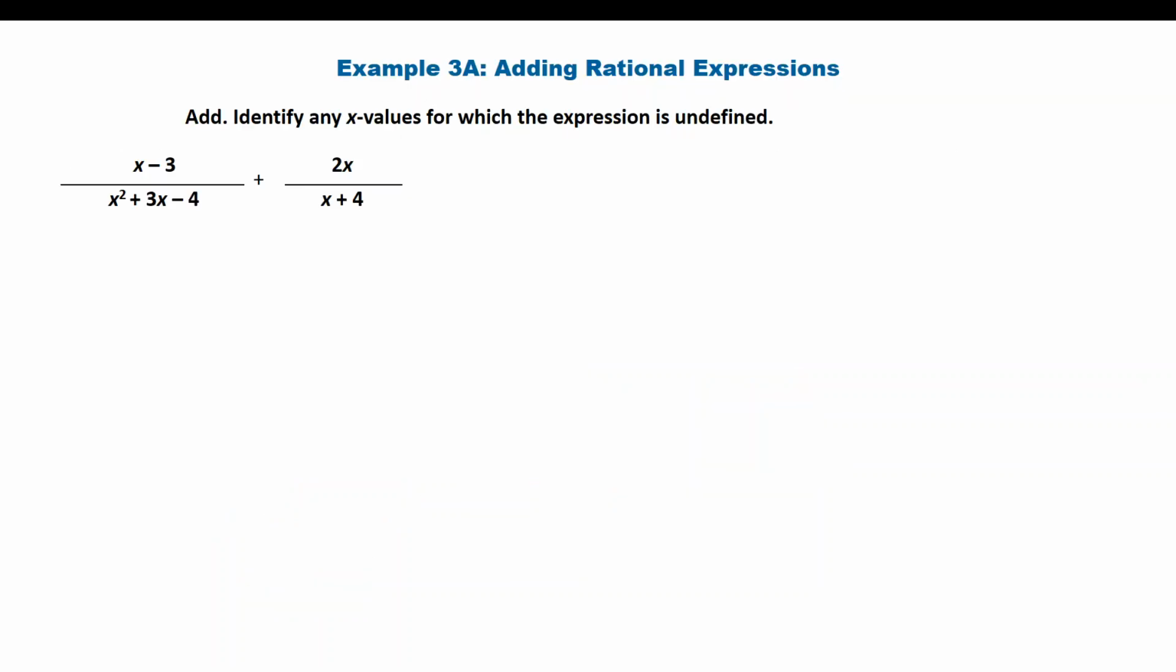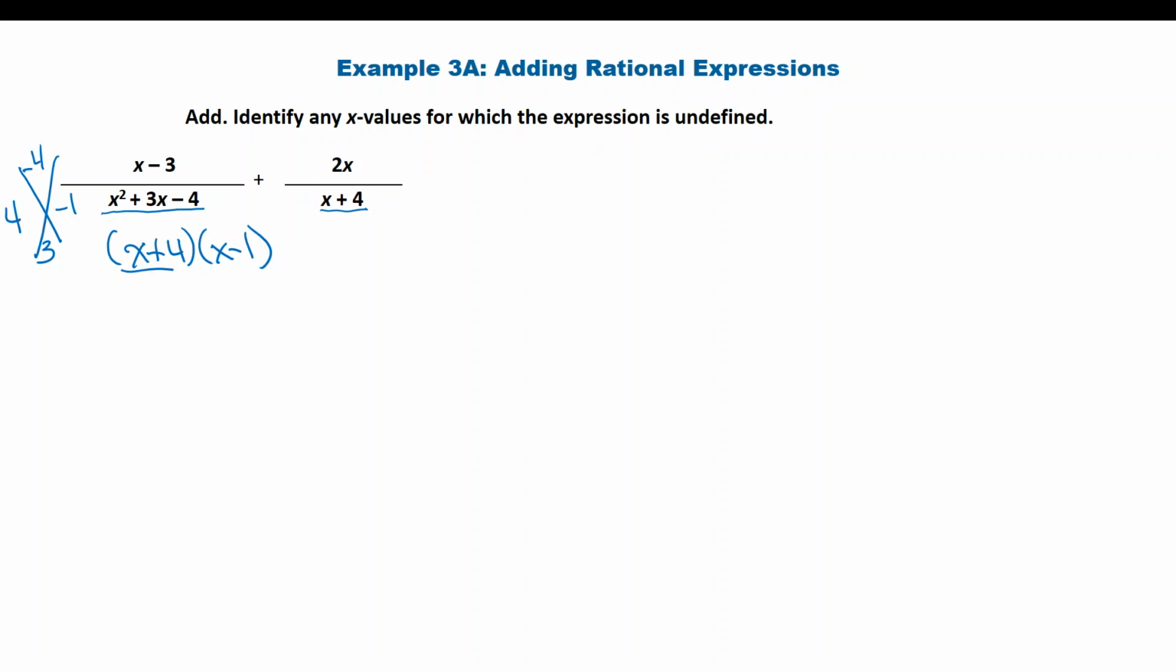All right, in this problem, we're asked to add, so the first thing we want to do is take a look at our denominators. Are they common? No, they're not. So I need to go ahead and factor out this one over here. Say what two numbers multiply together to get negative 4, add together to get 3. Well, that's 4 and negative 1, so I'm going to say x plus 4 times x minus 1.